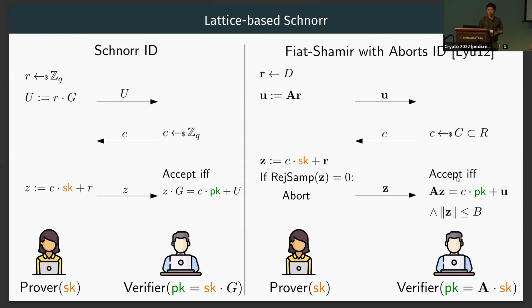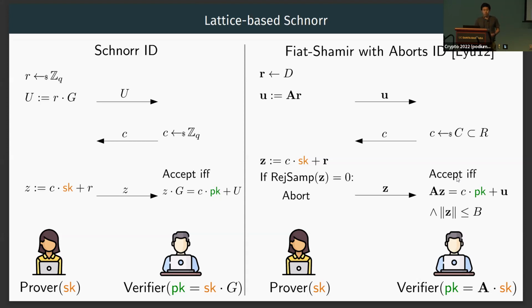So one important difference with Schnorr is that because the secret key, challenge, and randomness are all small, the distribution of the response value Z is also small. And then also it's not independent of the secret key. So this means that the prover cannot reveal the response directly. Additionally, the prover has to perform the so-called rejection sampling.